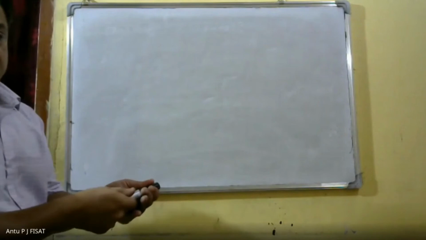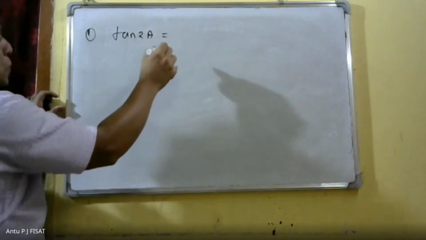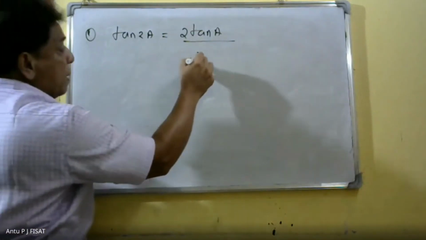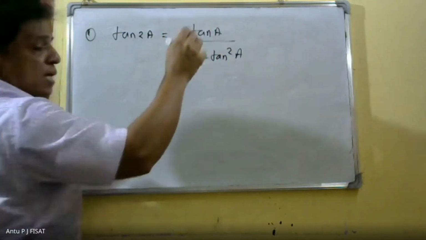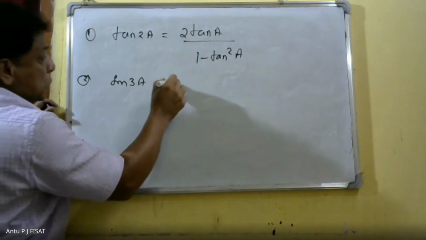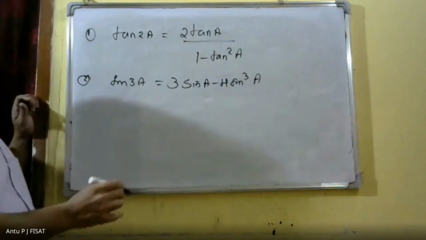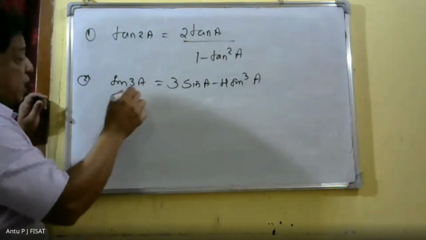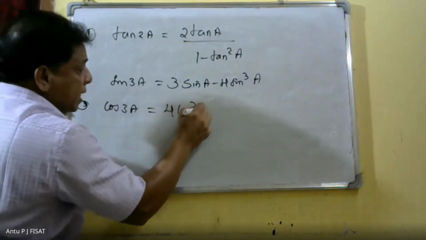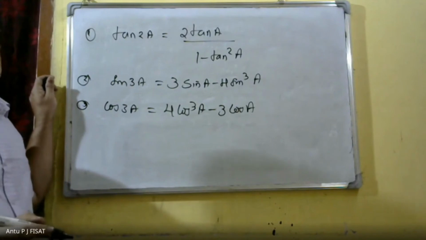Then tan 2A is equal to 2 tan A divided by 1 minus tan square A. Then sin 3A is equal to 3 sin A minus 4 sin cubed A. Cos 3A is equal to 4 cos cubed A minus 3 cos A.